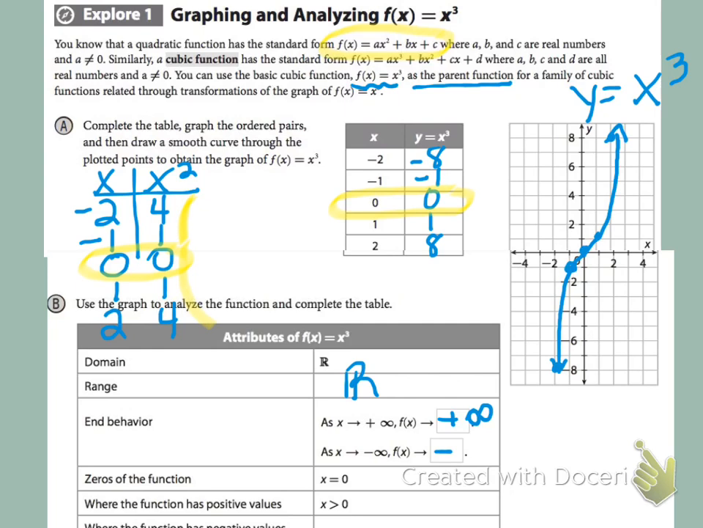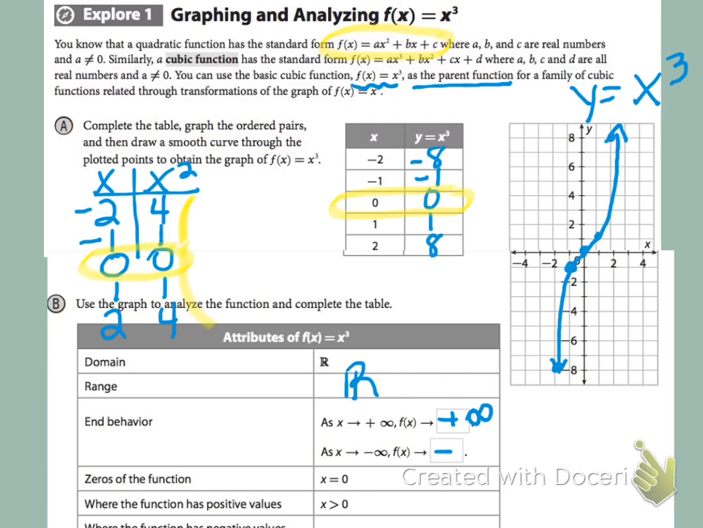So the domain of this graph is all real numbers. So you can cube anything, okay? So much like with the quadratic, you could square anything, right? But the range this time, so remember with quadratics, we were looking at that as the quadratic, right?